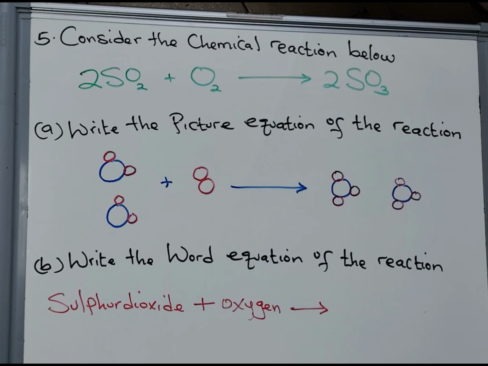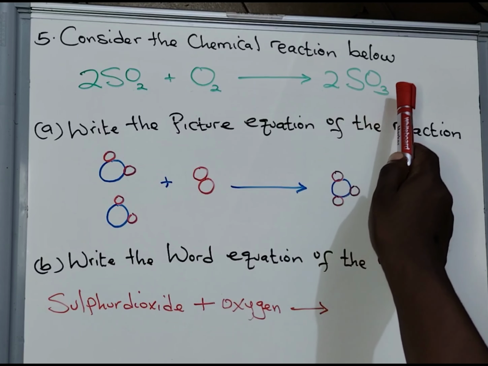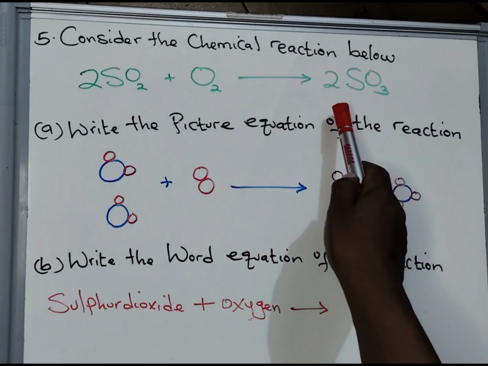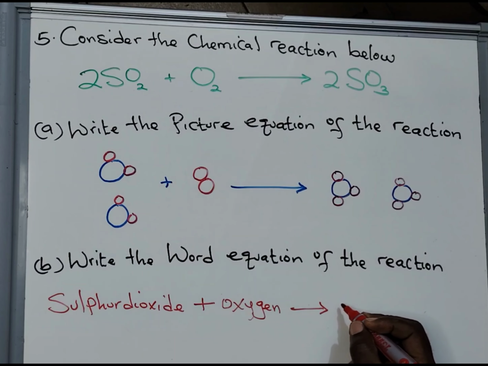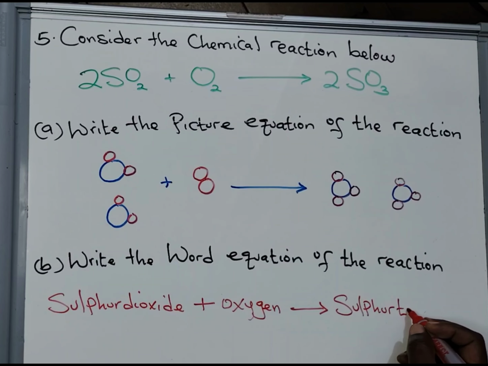Giving you what? Giving you this molecule. It is a sulfur attached to 3 oxygen atoms. And what is 3? What term do we use for 3 attachments? The term is tri. So the compound is sulfur trioxide. So that is it. So what we are having here is the word equation for the reaction.